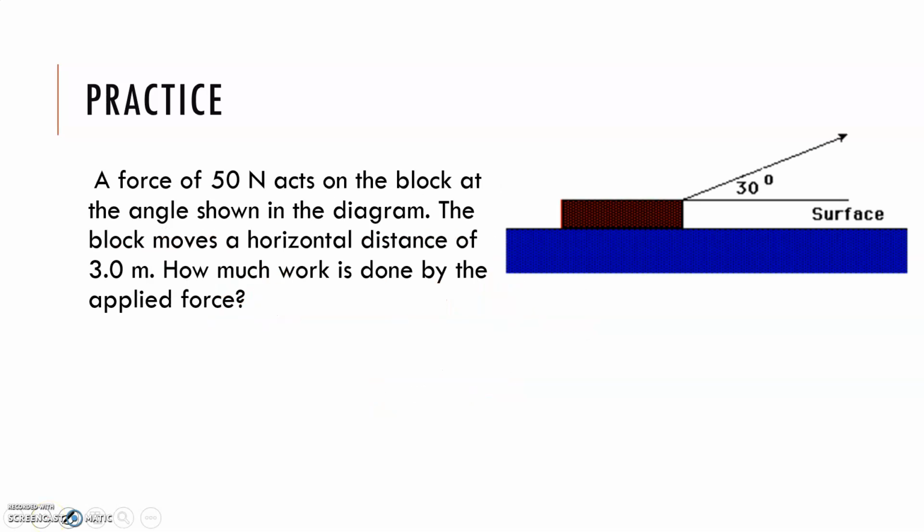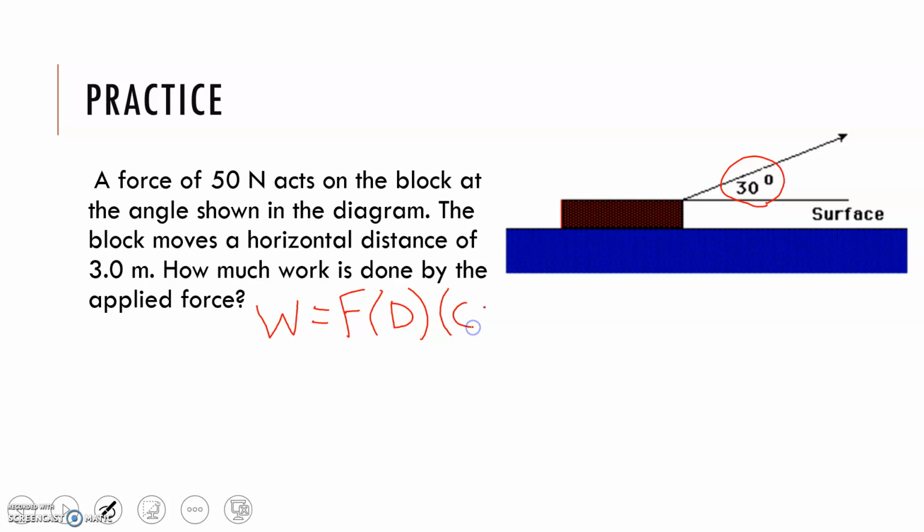Looking at our next problem, a force of 50 newtons acts on a block at the angle shown in the diagram, and it moves 3 meters. How much work is done? So looking at the diagram, we have 30 degrees. So our work is going to be our force times our distance, and this time we're going to be looking at our cosine, so the angle at which it was pulled.